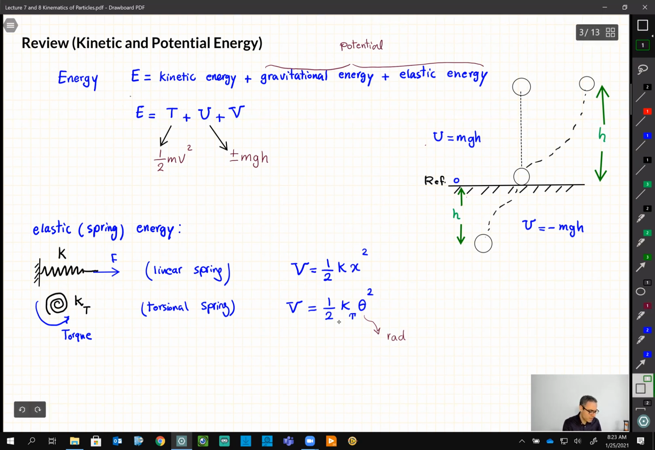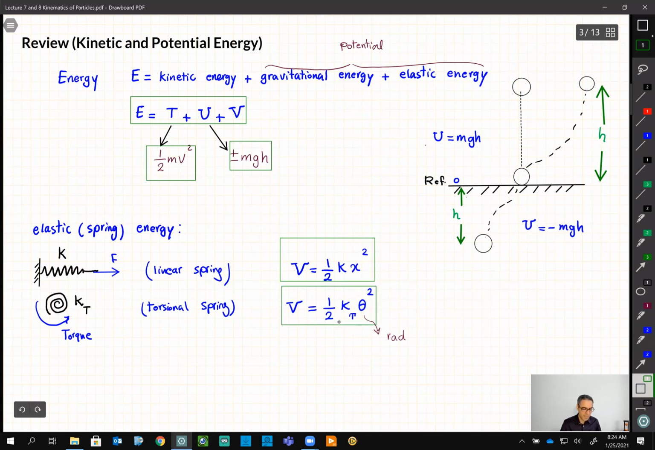So this is then the total energy in a system. Basically, mgh is the potential energy, half of m v squared is kinetic energy. If we have a linear spring, half of k x squared. If we have a torsional spring, half of kT theta squared. So we have all of these, as we discussed in the previous slide.